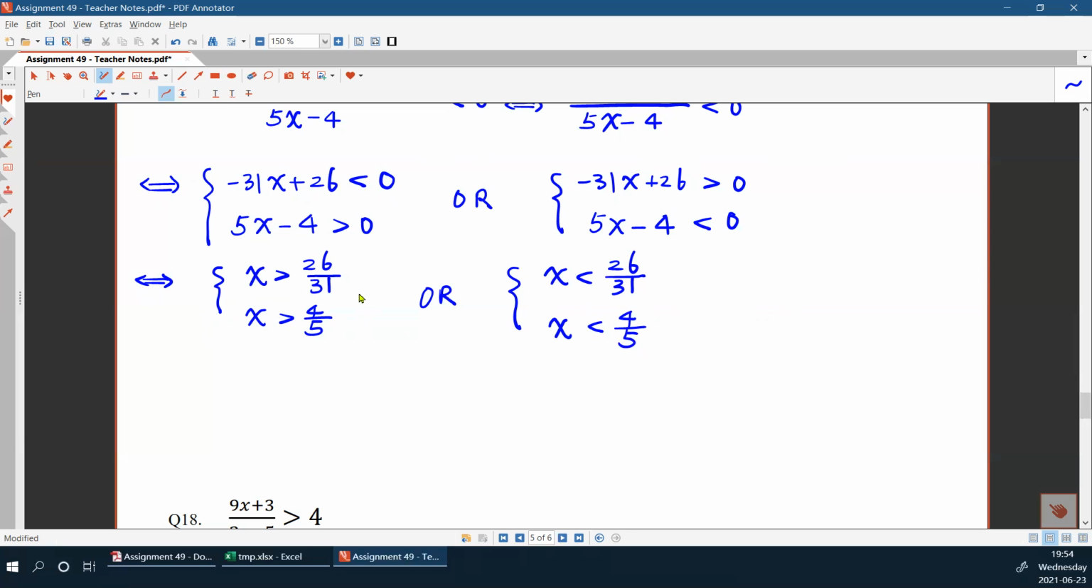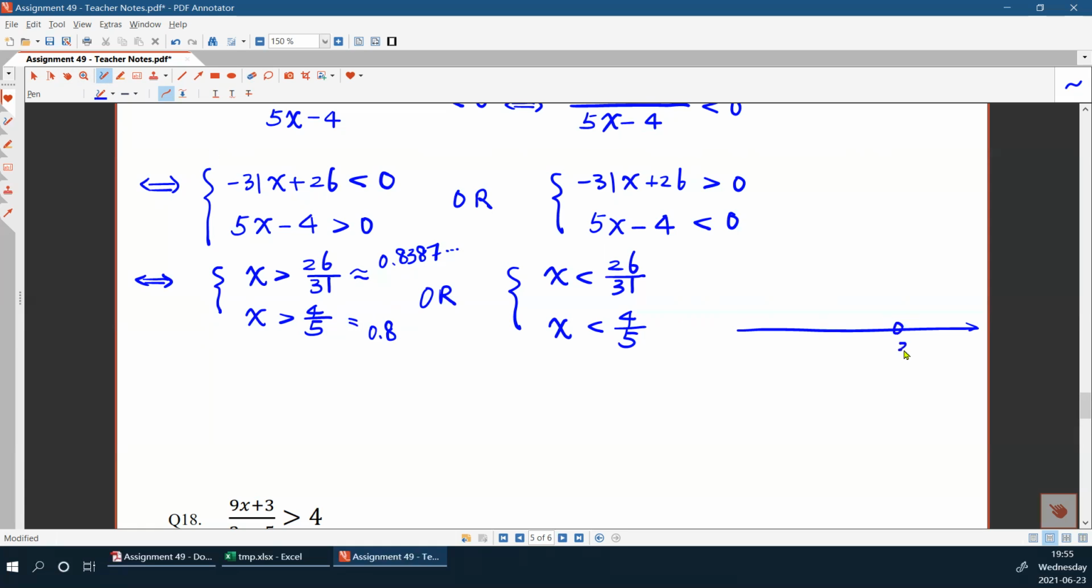Okay, first of all, if you want to check if you can combine these two solutions, remember that we need to determine the relative positions of these two numbers, right? Okay, so again, we can use the number axis to help us illustrate this problem. 26 over 31 is about 0.8387 something, right? And 4 over 5, of course, is 0.8, right? So which one is larger?